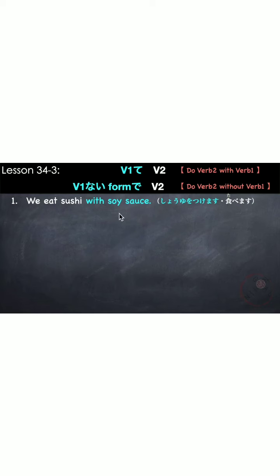So let's do this. 醤油をつけて寿司を食べます. Again, we don't translate this word per word because it will sound unnatural in English. But we want to say we eat sushi putting soy sauce on it. Basically, that's the literal English translation. But we can just say we eat sushi with soy sauce. 醤油をつけて寿司を食べます.